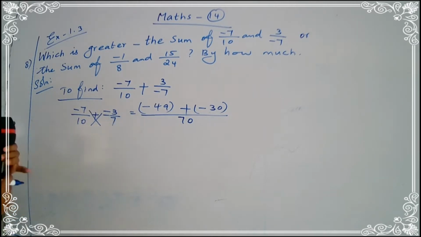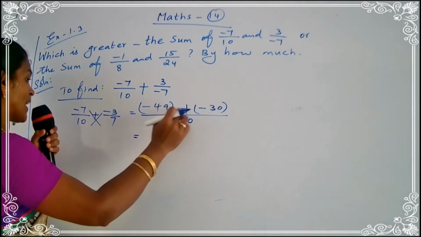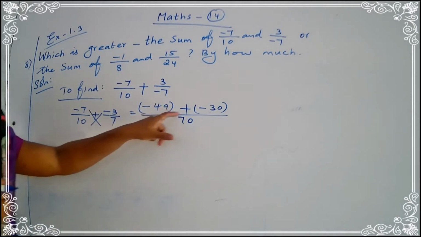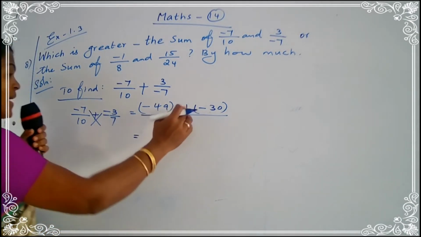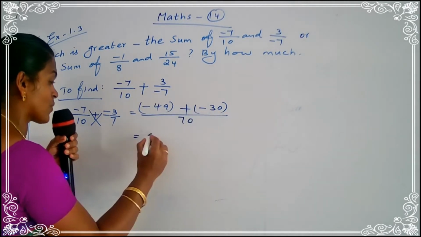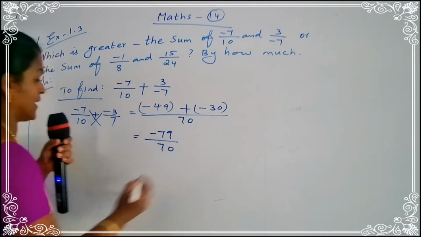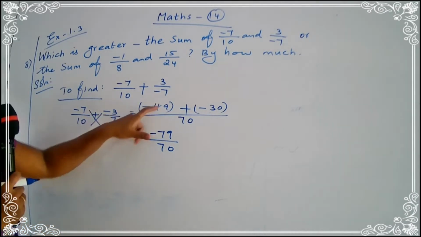Yes. Now you add minus 49 plus minus 30. In addition, if the integers have the same sign, find the sum and put the same sign. Okay? So minus 49 plus minus 30 is equal to minus 79 upon 70. Okay children? Here the integers have a negative sign.